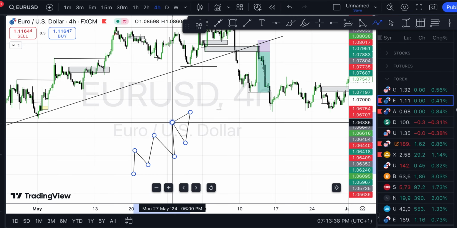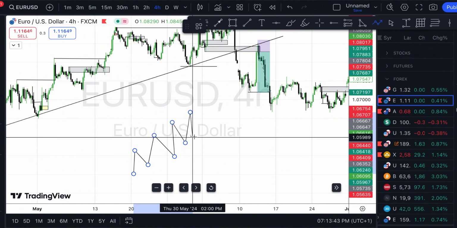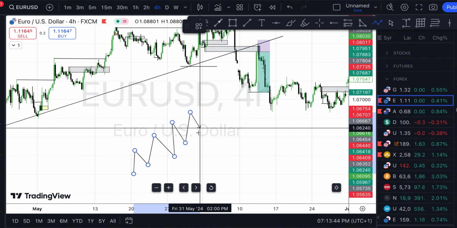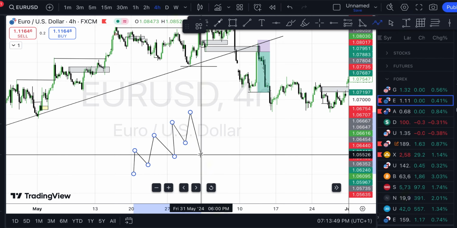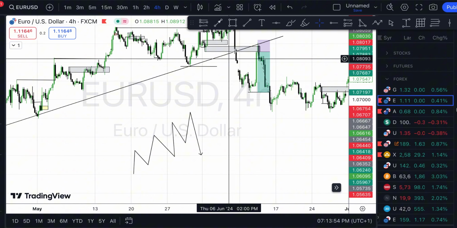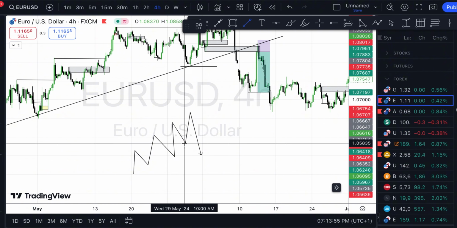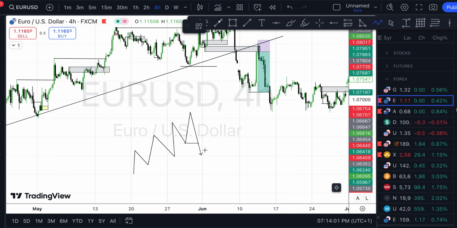After breaking this structure, price came down. It's supposed to react from here, but price failed to react from here and continue going up. So price now broke this previous low. So this is a market structure shift to the downside. So now what we want to be looking for when we see a market structure shift is how to have a trade entry and start selling.